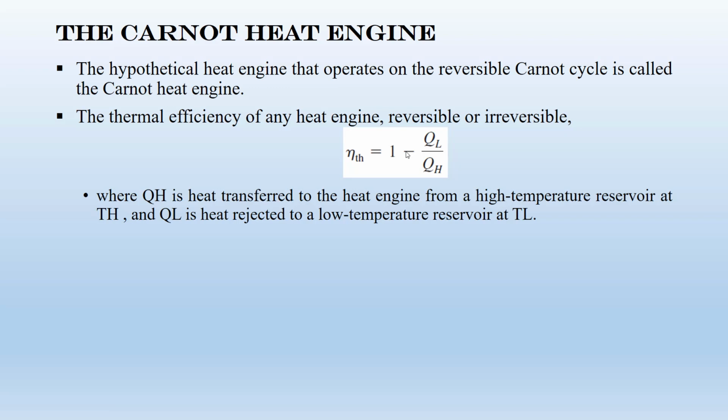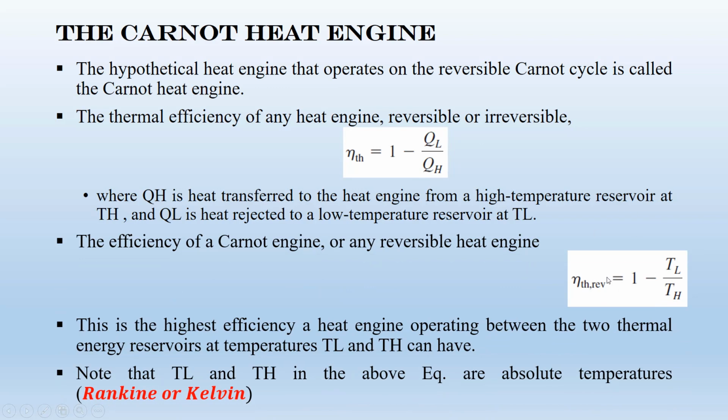For the reversible one, you saw that we can substitute this ratio with the TL over TH, and then we can rewrite this equation into this format. So keep in your mind that to calculate the thermal efficiency of a reversible heat engine, or Carnot heat engine, you have two options. You can either use this equation or this one. However, for the irreversible heat engine, you have only this equation. You must use this equation to find the thermal efficiency of an irreversible process.